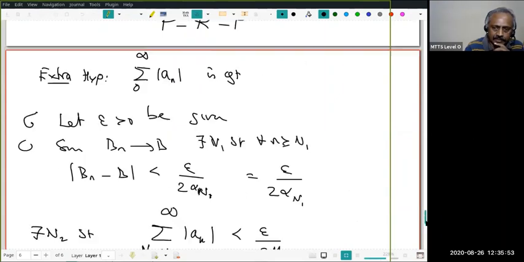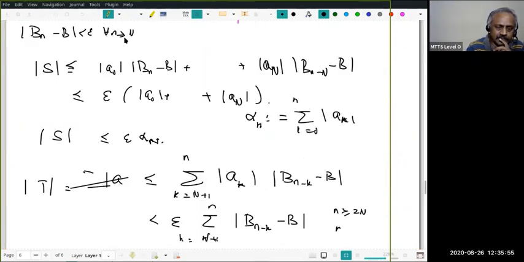Okay, but now there is a problem. If I took n greater than or equal to 2n1, now you wrote this, I don't know which n I am getting into. Right? Mod s is less than or equal to epsilon into mod a naught plus mod a n, which is epsilon into alpha n. Which n am I talking about? Are you following the difficulty? But there is an easy way out.